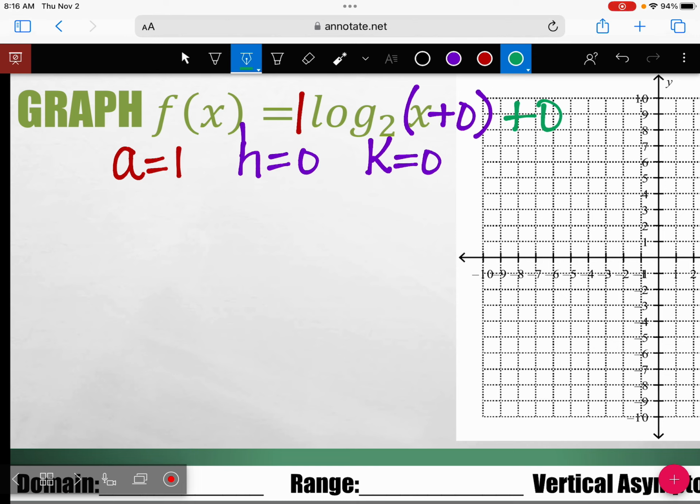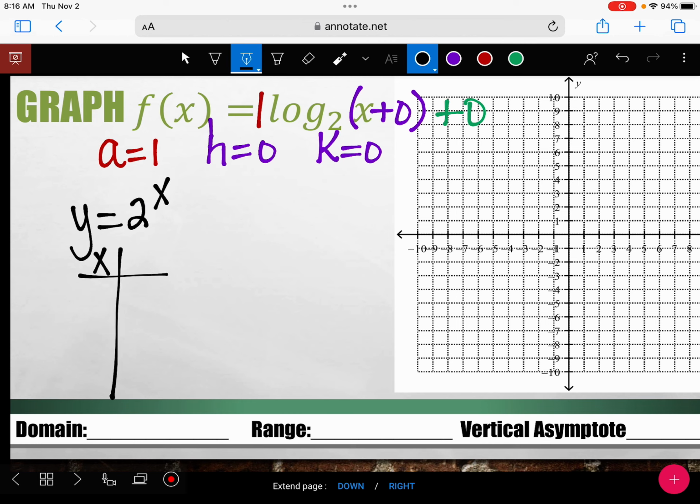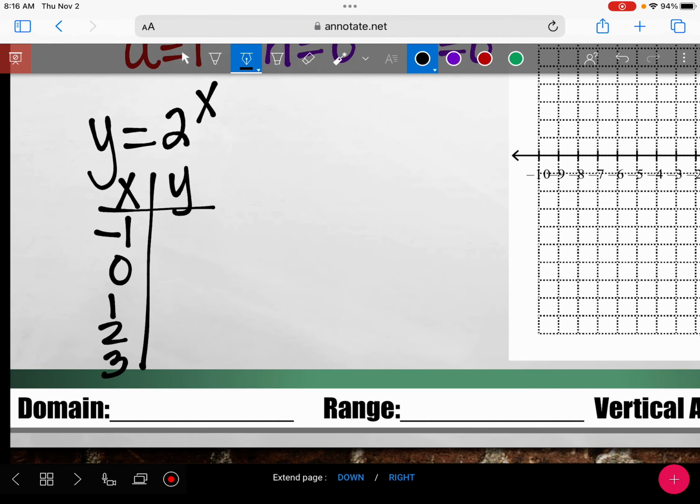Okay, so let's go ahead and create our table, our exponential table. What is the base of this log? What's the little bitty number next to log? 2. So let's make our exponential table. Y equals 2 to the power of x. We're not going to graph this table. We're just going to create our table. So if you need to quickly type in 2 to the negative 1, 2 to the 0, 2 to the first, 2 to the second, 2 to the third. Get your 5 y values.